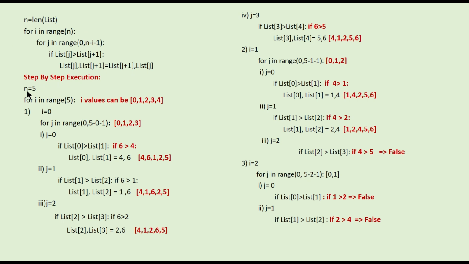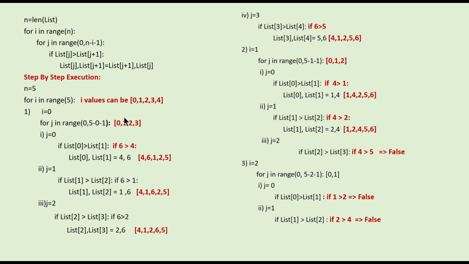Okay, so the first step is n is equal to length of list. How many elements are in that list? We have 5 elements, so n takes the value 5. For I in range of 5, range of 5 will give you the values 0, 1, 2, 3 and then 4. So the set of statements will be repeated 5 times, right? Okay, so I can take the values 0, 1, 2, 3 and then 4.